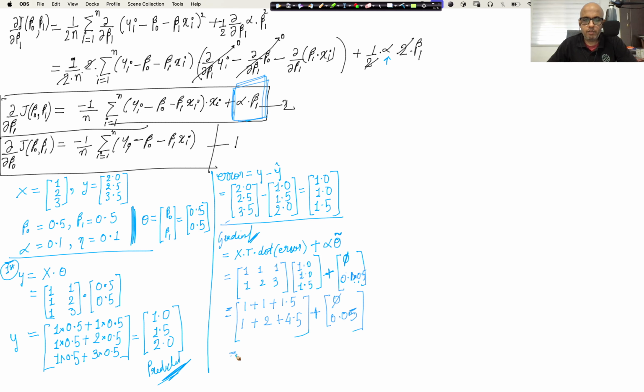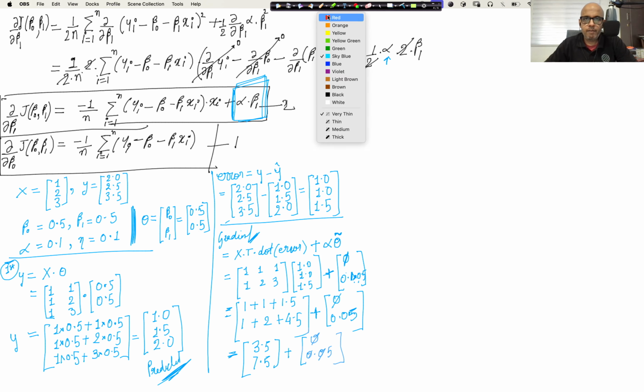And so now when we add these numbers up, we get 1 plus 1 is 2 plus 1 is 3, and so we have 3.5, and then 1 plus 2 is 3 plus 4.5, that becomes 7.5, and then we have plus 0, and this is 0.05. There's one thing I just remembered, is that this particular term would also have before it a value of minus 1 by, so this particular value, this is what I was talking about.